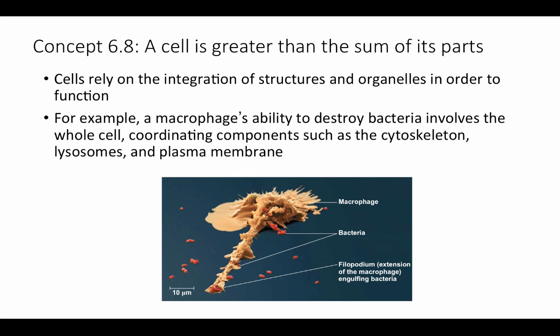The example from your book is a macrophage's ability to destroy bacteria, which is going to involve the plasma membrane to engulf that bacterium and take it into the cell. The cytoskeleton, which is going to bring it to specific places where there are lysosomes present. So that's how that vesicle that forms around the bacteria is going to end up moving toward a lysosome. And then the lysosome fusing with that vesicle to digest the bacterium and neutralize it.